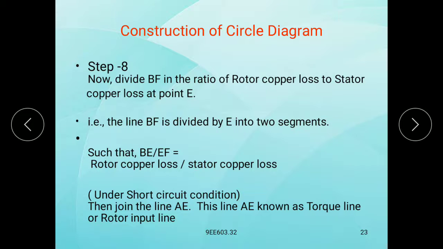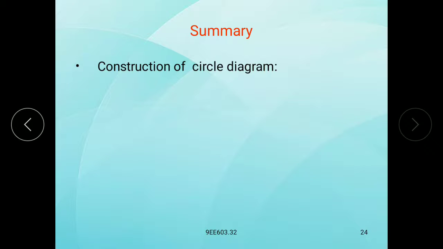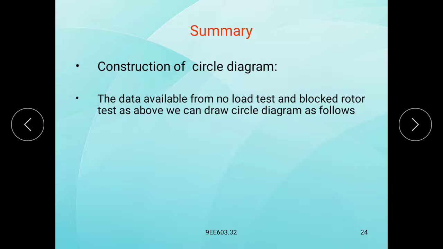Then join the line AE. This line is known as the torque line or rotor input line. Here is the summary: construction of circle diagram. This data is available from the no load test and blocked rotor test.